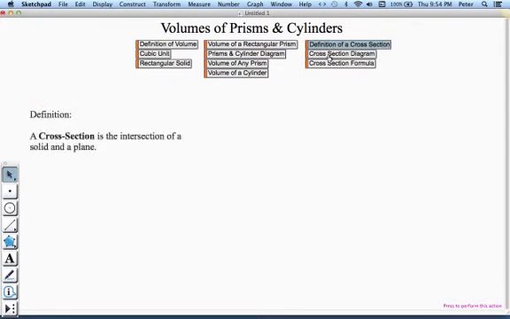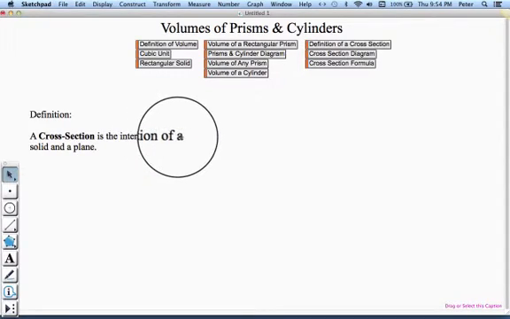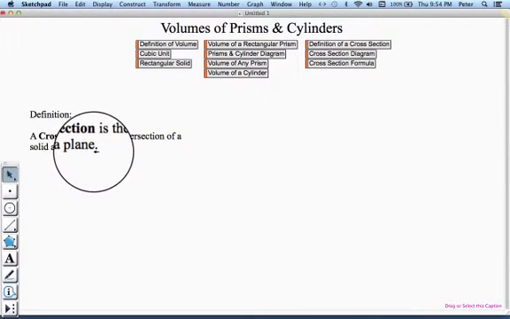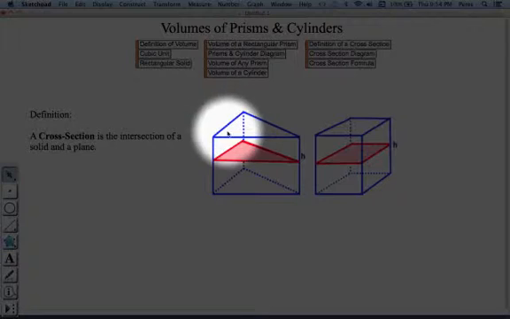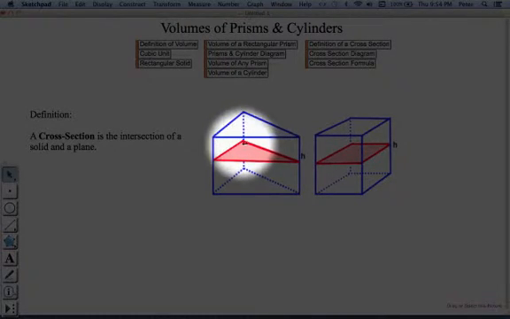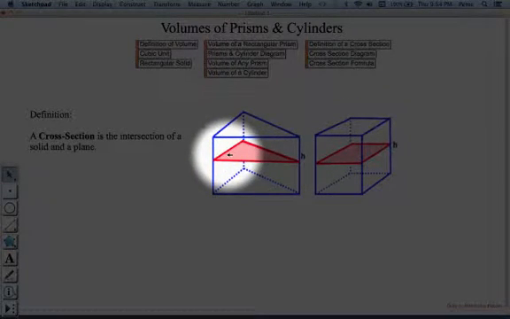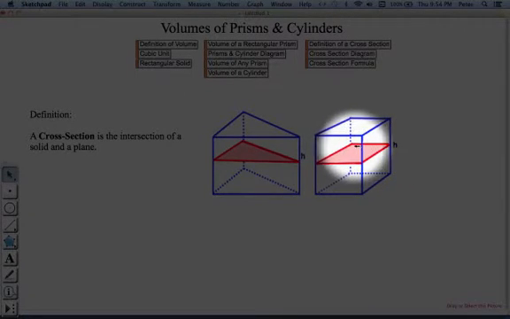Now, a cross section is the intersection of a solid and a plane. Now in this book, it's almost always going to intersect the solid parallel to the base. So here we have a triangular prism. The red plane here represents the intersection of the triangular solid with the plane, and this red part would be the cross section. Here we have a rectangular prism, and this red rectangle represents the cross section.